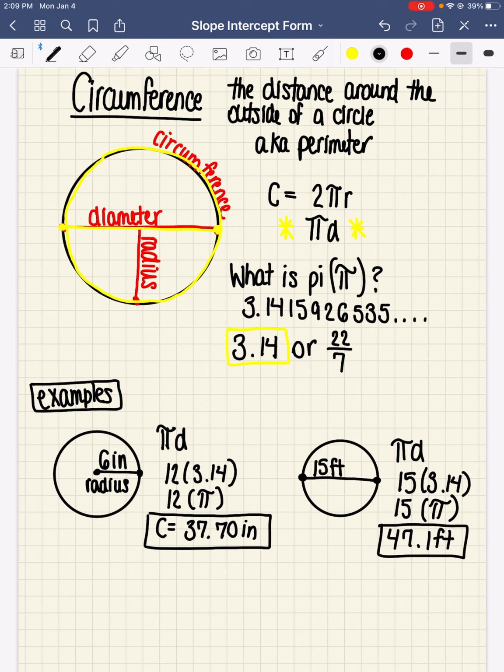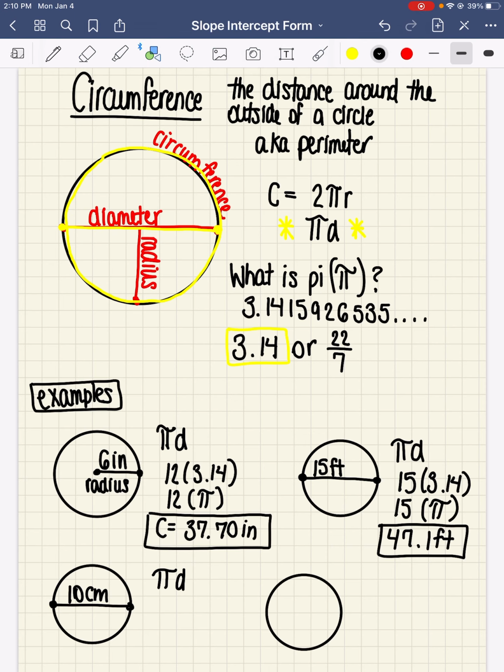All right, for the next 2 examples, I'd like you to pause the video one problem at a time and see if you can get these right. For this one, I'm going to give you the diameter, which is 10 centimeters. I'm going to remind myself again of the formula. And then I also want you to solve the second one, which is 4 inches. Again, working with pi times diameter. If you would pause the video now and try that.